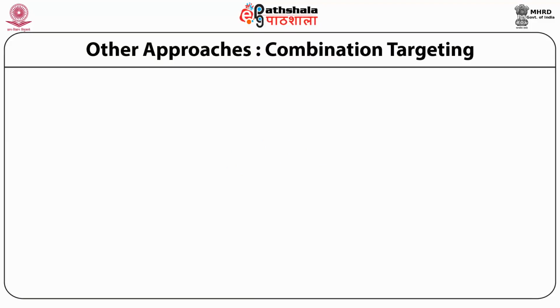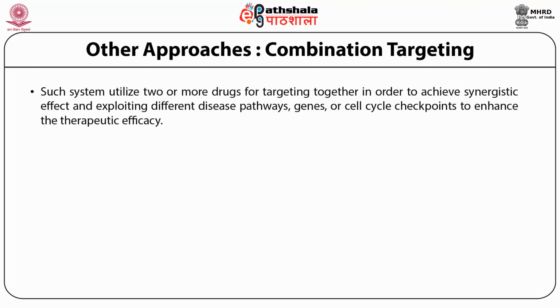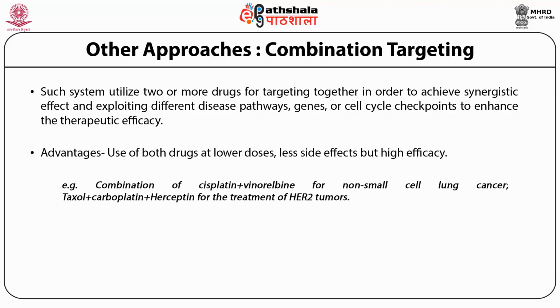Combination targeting. In this type of approach, sometimes one drug may be insufficient to cause recession of the pathological condition. Thus, two or more therapeutic agents are targeted together in order to achieve a synergistic effect, exploiting the different disease pathways, genes, or cell cycle checkpoints in the pathological process in order to enhance the therapeutic efficacy.